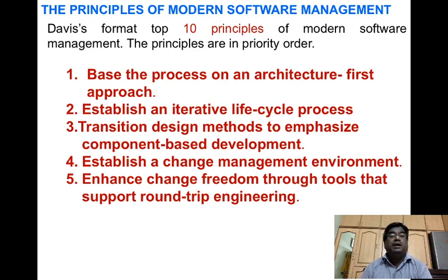Fifth one, enhance change freedom through tools that support round trip engineering. In the previous class we learned three engineering activities: round trip engineering, forward engineering, and backward engineering. Round trip engineering is the best approach for all these problems. Major software solutions are built through round trip engineering because it follows the iterative process model.